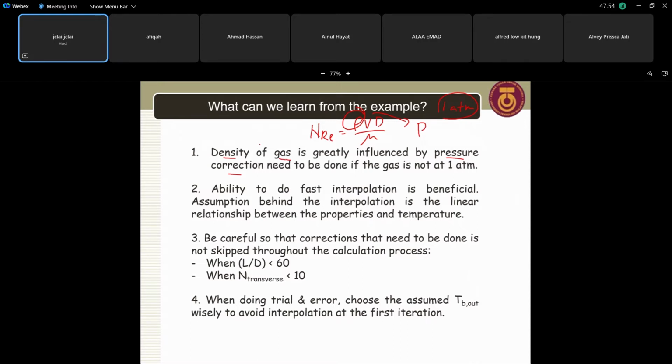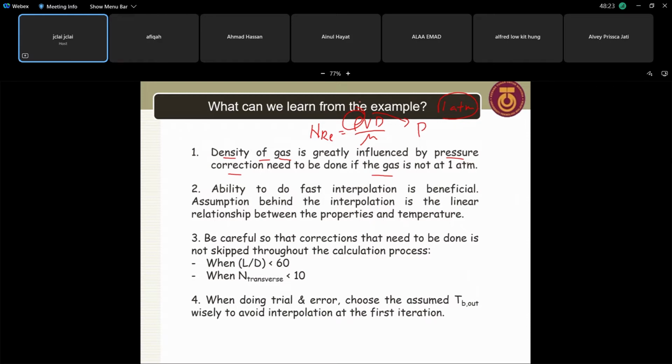Using the ideal gas law I just mentioned. Okay, so this is one thing I want you to take note. If the gas is not at 1 atm, then you need to be very careful. Unless you can get a table which provides you the density of that gas at that particular pressure.